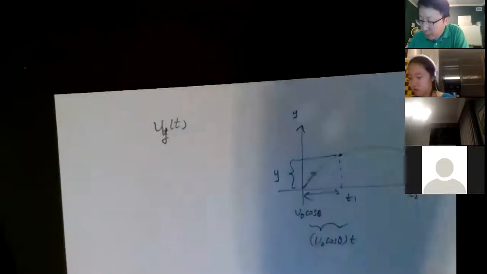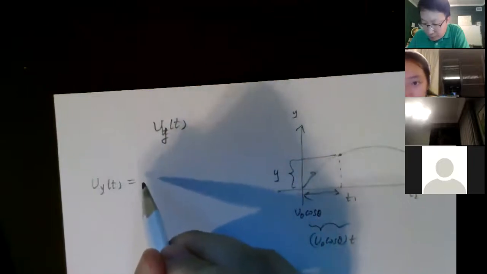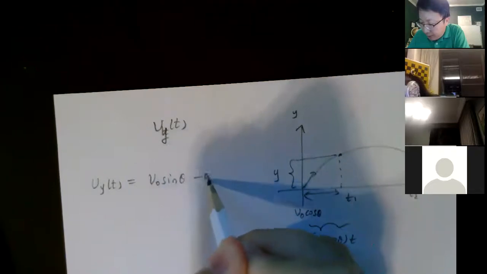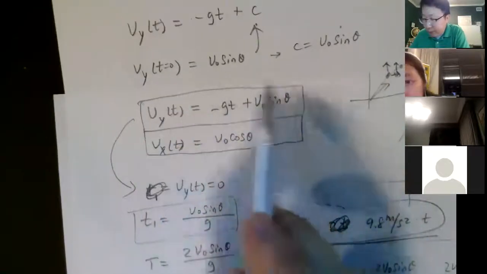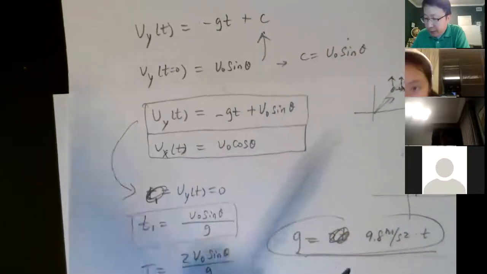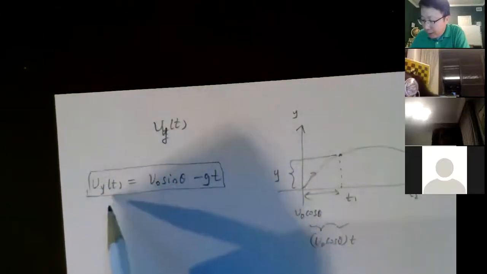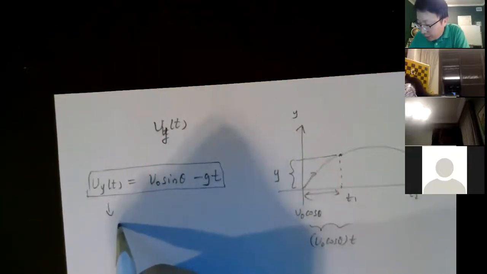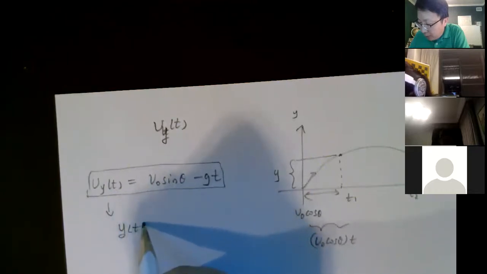So when you derive that one, we know Vy(t) equals V0 sine theta minus GT. I reorder it, so this is what we have: minus GT plus V0 sine theta. And now I rearrange it. This is what we have. I want from here to get my Y location as a function of time.